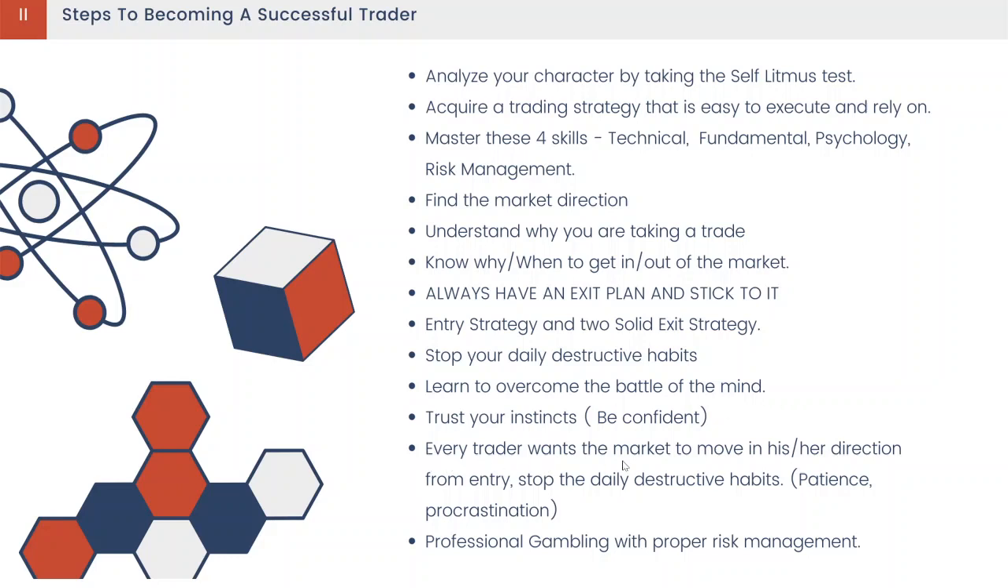Now every trader wants the market to move in his or her direction from entry. Immediately you enter the market, you expect that. Immediately you press sell, you want it to go down. No, calculate your risk. How much am I ready to lose? I have $10 in my account. How much am I willing to lose? I'm willing to lose $3. Okay, so that's my risk. You set a stop loss for $3. Simple. That's risk management. So if the trade goes against you, you've lost only $3. You still have your $7 to keep going.